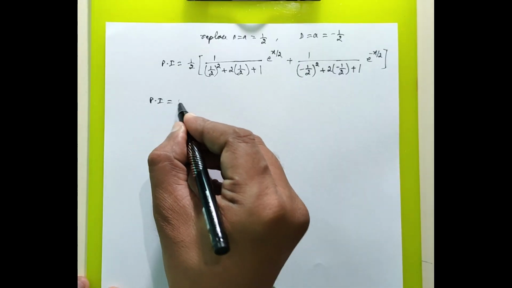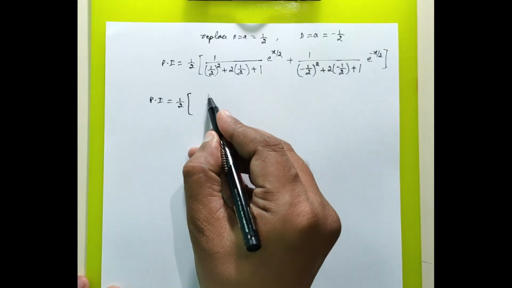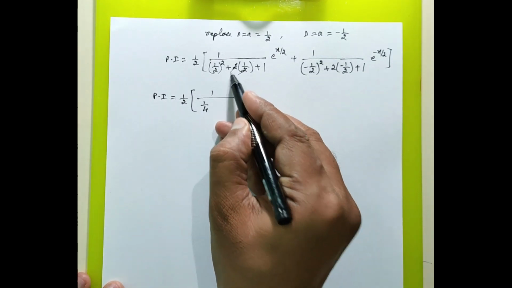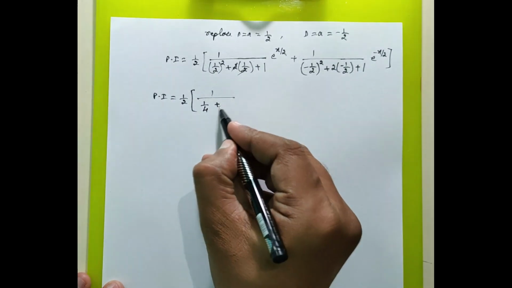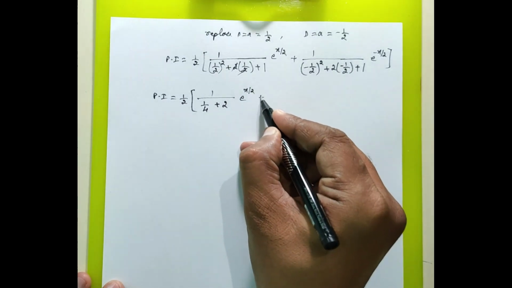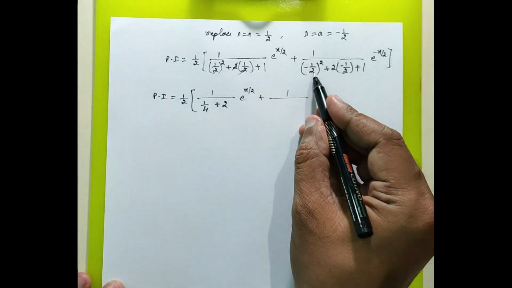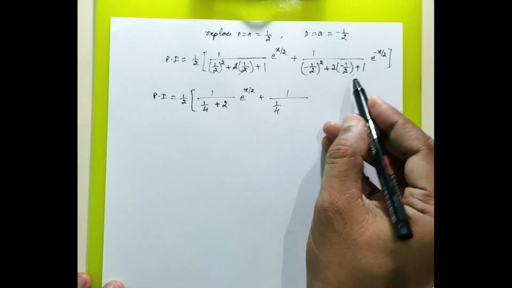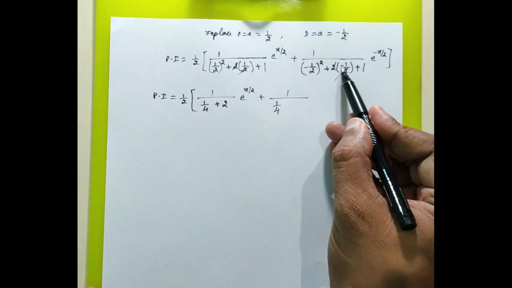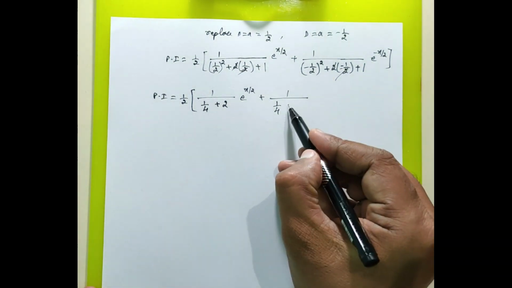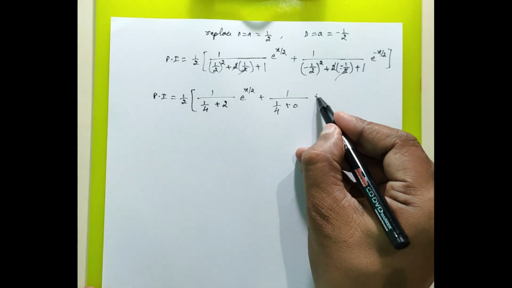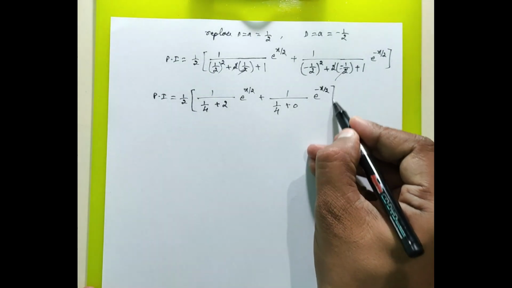So the particular integral will be equal to 1 by 2 times of 1 divided by, this becomes 1 by 4. This 2 and 2 will cancel out, this becomes 1. So 1 plus 1 will become 2. This is e power of x by 2. Plus 1 divided by minus half squared, which will become 1 by 4. This 2 and 2 will cancel out, this becomes minus 1. So minus 1 plus 1 will also cancel out. It will just be 0 there. And you are left with e power of minus x by 2.